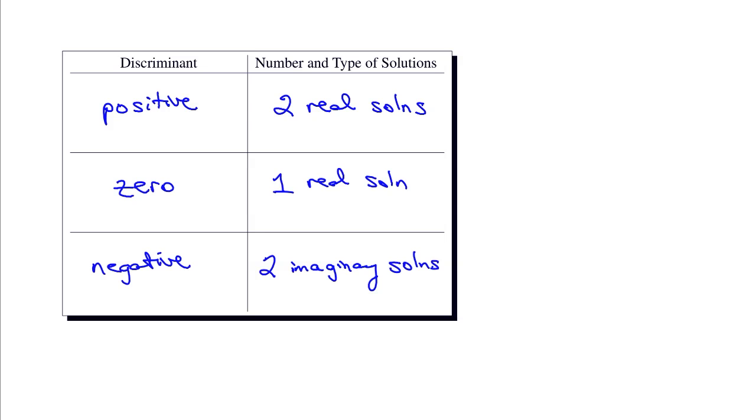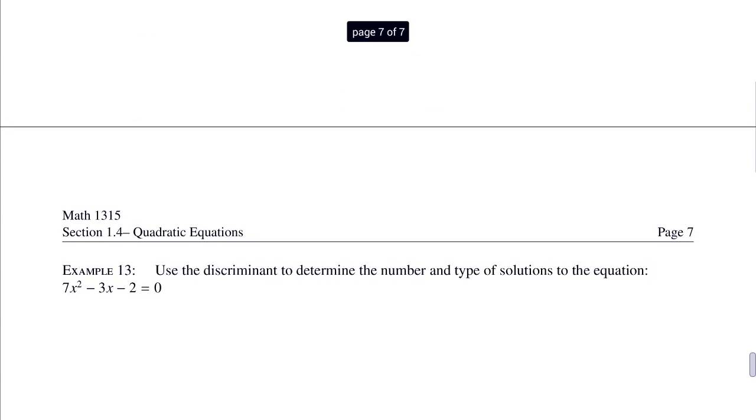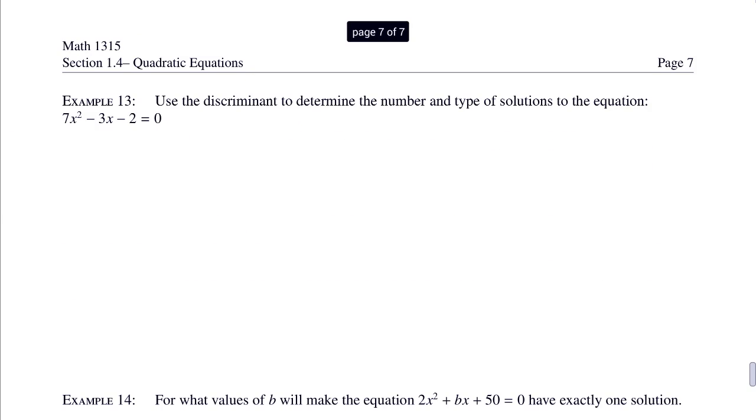A lot of times you'll be asked to find the number and the types of solutions to a quadratic equation, and you can use the discriminant to solve it without actually knowing what the solutions are. Let's take a look at example 13. Example 13 says, use the discriminant to determine the number and type of solutions to the equation 7x squared minus 3x minus 2 equals 0.